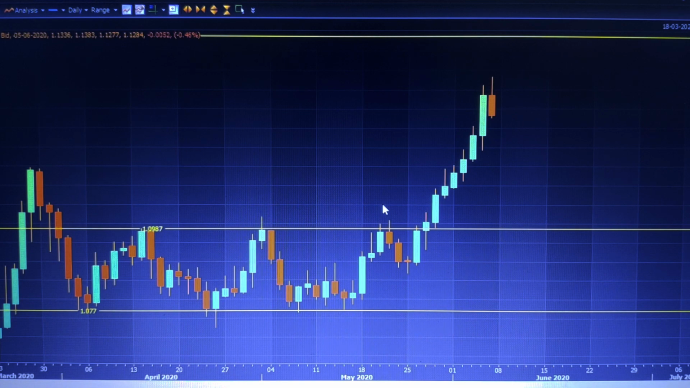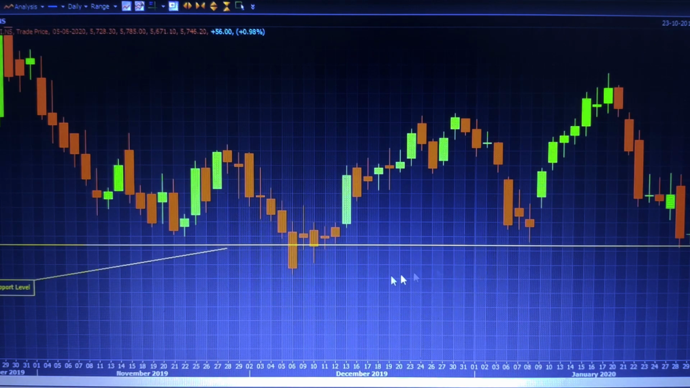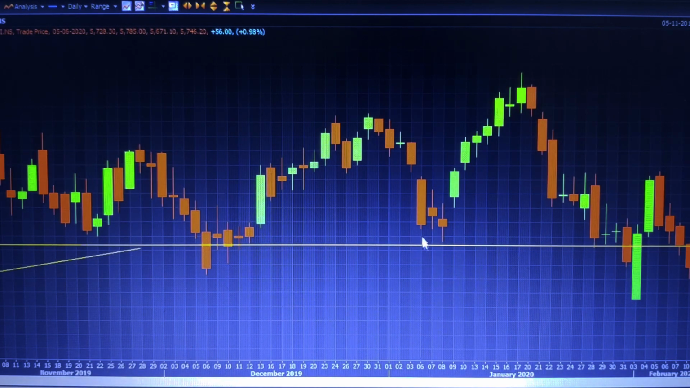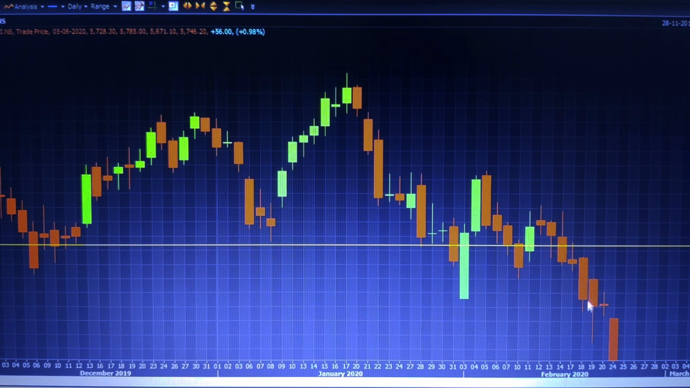Now next we can look into what a support level breakout is. In this chart we can see the support line we have drawn here. The price tried to break this support level, but nothing happened. For several days it tried. This is a daily chart, so it tried for several days. Again the support level was revisited here but not broken. Here also it tried, but finally the support level breakout actually happened.